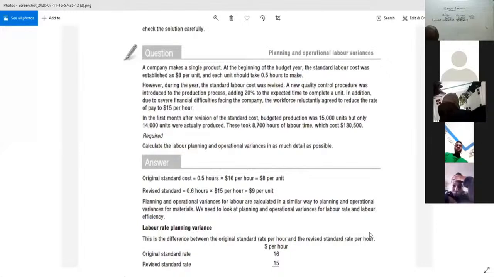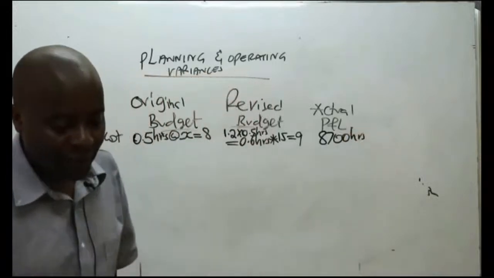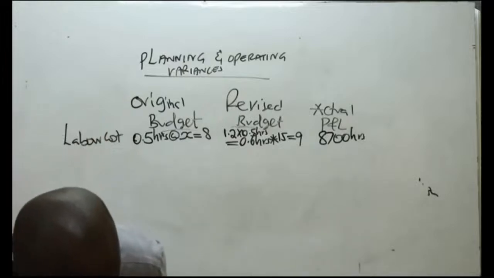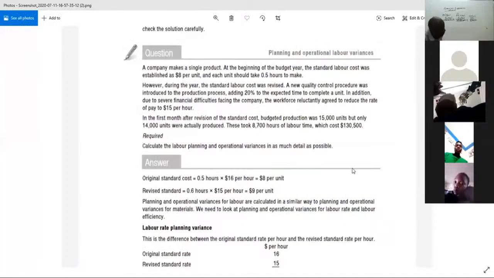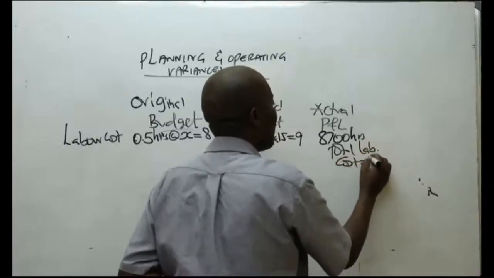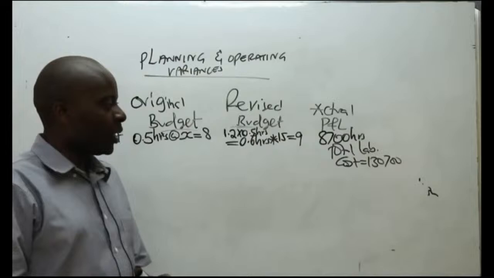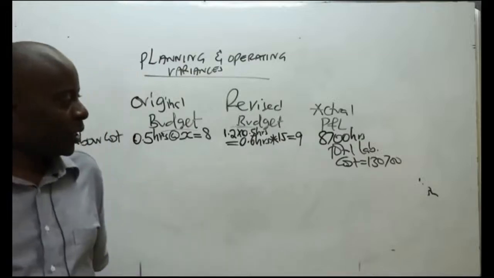I'm interested in the labor cost. I can see the actual time: 8,700 hours. At a total cost, the total labor cost is $130,700, like that.